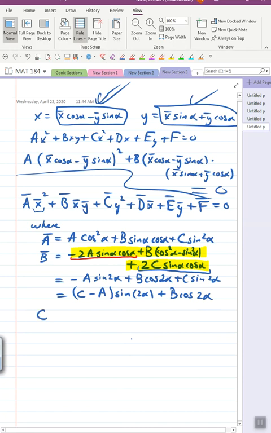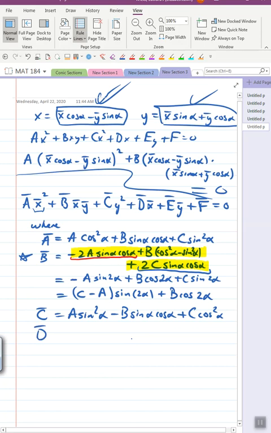Okay, now let me write the other ones down for you. And the important one for us to expand into this nicer way was this b bar one. So I'll just write down the other ones. C bar is a sine squared alpha minus b sine alpha cosine alpha plus c cosine squared alpha.